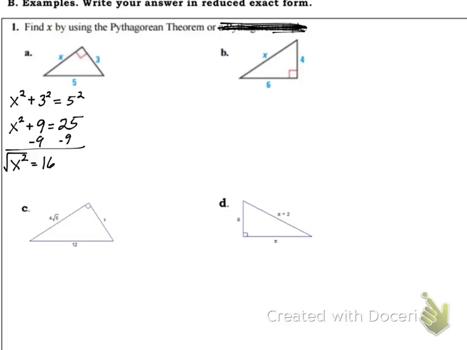Probably not. Remember, what you do to one side, you have to do to the other side. So if I take the square root of one side, I have to take the square root of the other side. Now, square roots and squares are inverses of each other, so they cancel each other out. So if I'm doing x squared and I square root it, the square root and the square cancel out. I'm just left with x equals the square root of 16, which is 4.